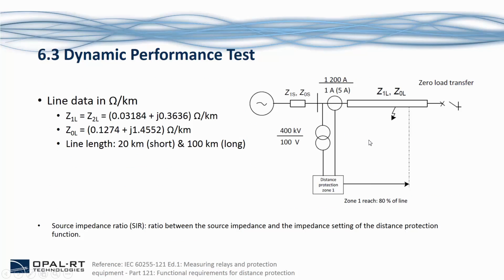So here this figure shows the model defined for the dynamic performance test. It is a simple open-end transmission line model. It has two different configurations. It can be either a short line, which is 20 kilometers, or it can be a long line, which is 100 kilometers.